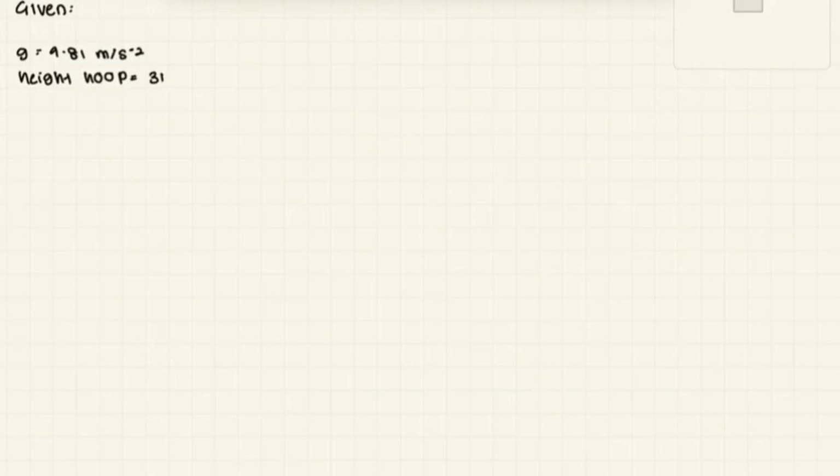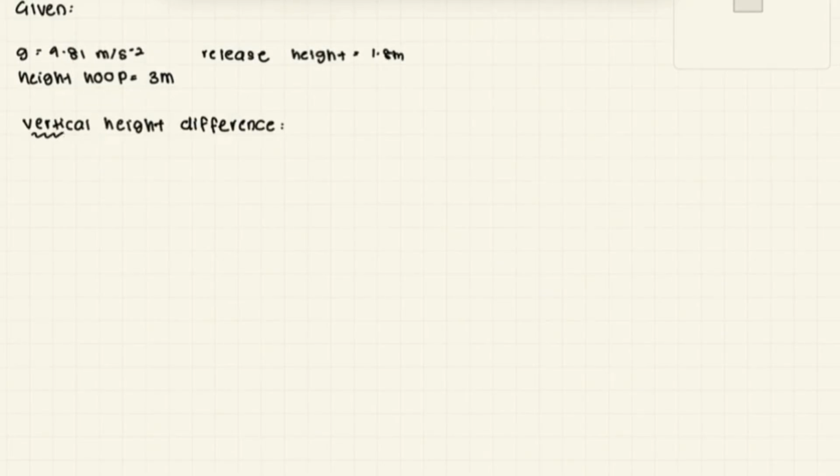For this part, I will explain our calculation for projectile motion in netball shooting. First, we identify the information given, which is g equals 9.8 meters per second squared. Second, the height of the hoop equals 3 meters. And lastly, the release height, which we assume is 1.8 meters. So, the vertical displacement is Sy equals 3 minus 1.8 equals 1.2 meters.